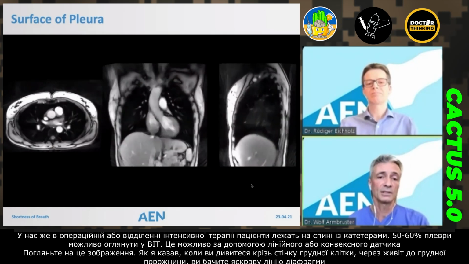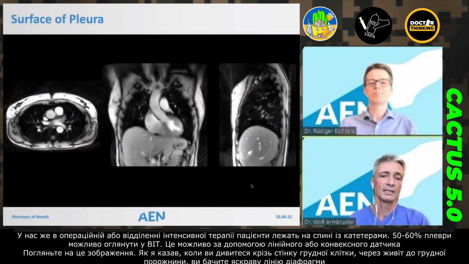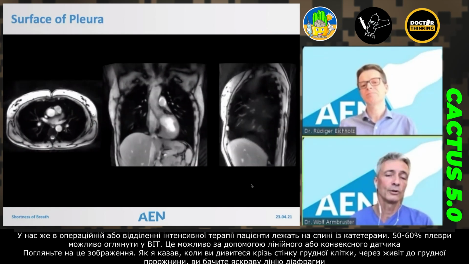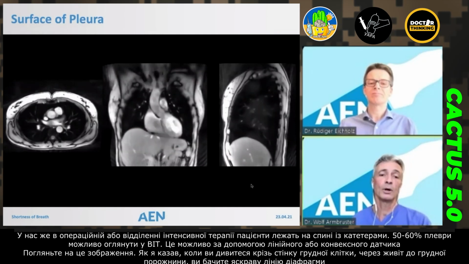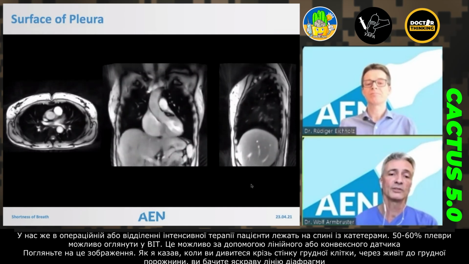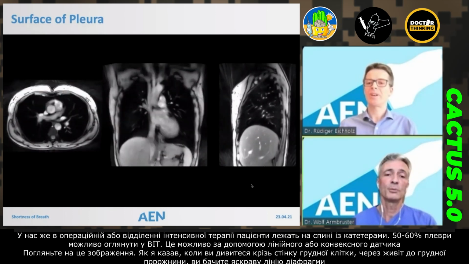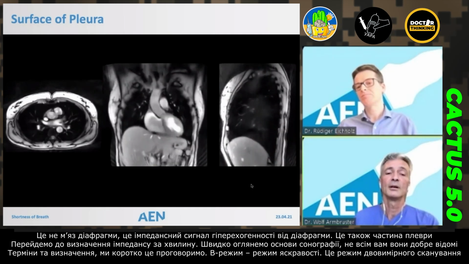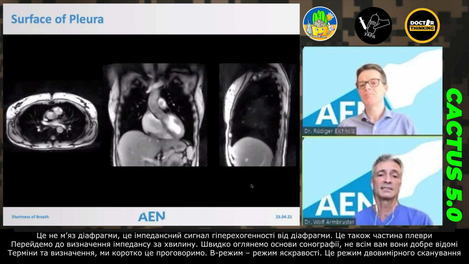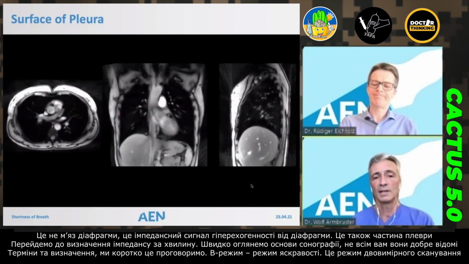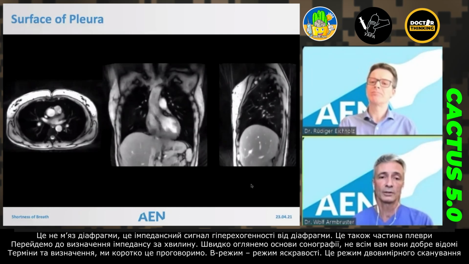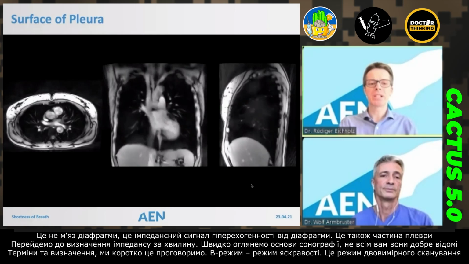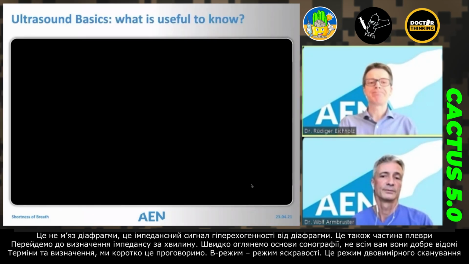Let's have a look at this special image. As I said before, when you look through the abdomen to the chest wall, you see the bright light of the diaphragm. That's not diaphragm musculature, but the hyperechoic impedance signal of the diaphragm. So this is also part of the pleura we view. We will come back to the impedance definition in a minute.